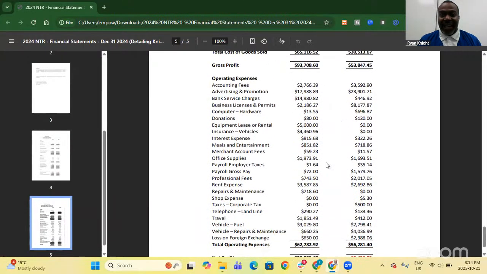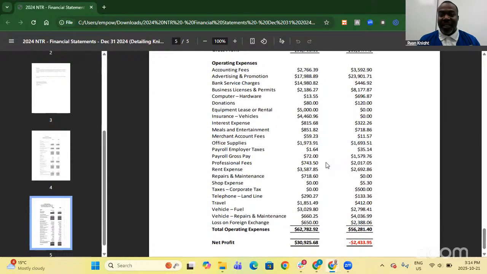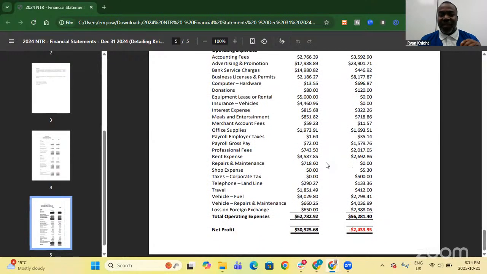And then also analyzing anything else that we're spending money on, and making sure that, yes, we're bringing in money, but are we controlling our expenses?